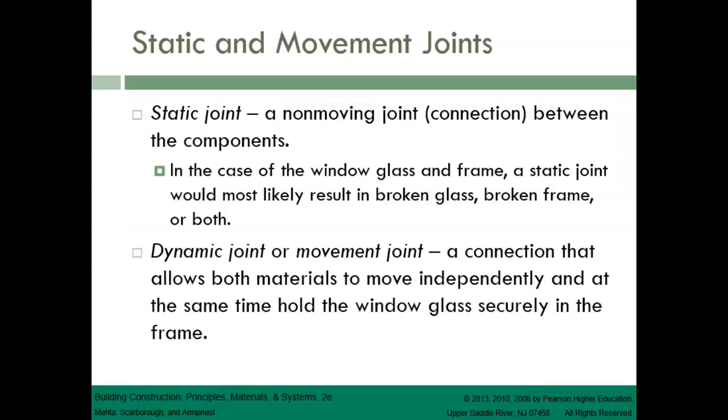A static joint is a non-moving joint or connection between components. In the case of the window glass in the frame, a static joint would most likely result in broken glass, a broken frame, or possibly both. Dynamic joints or movement joints are connections that allow both materials to move independently and at the same time hold the window glass securely to the frame.